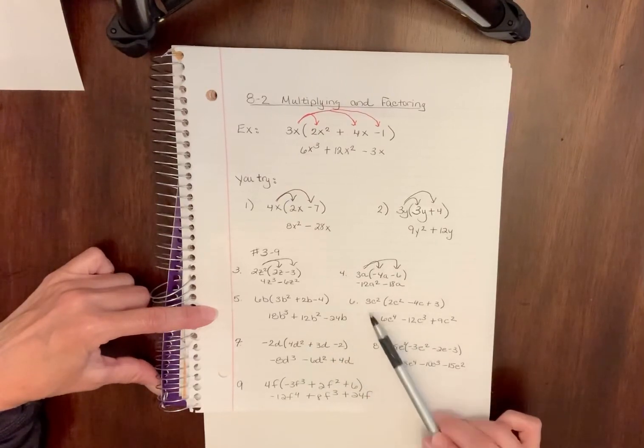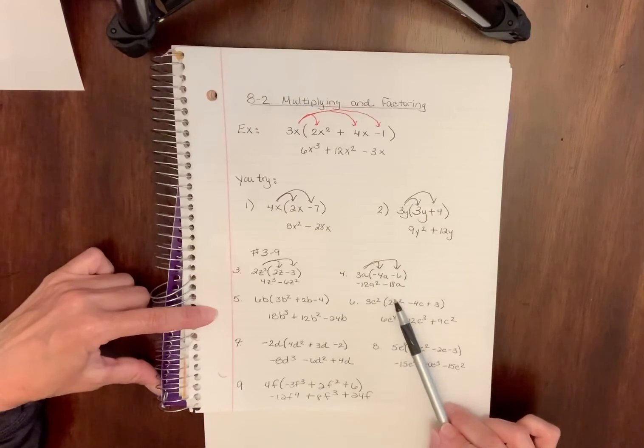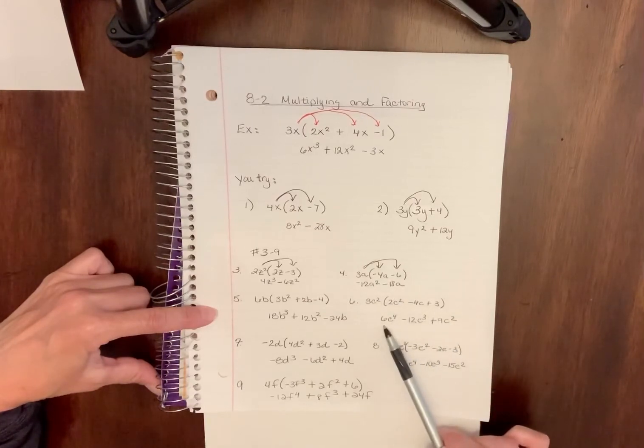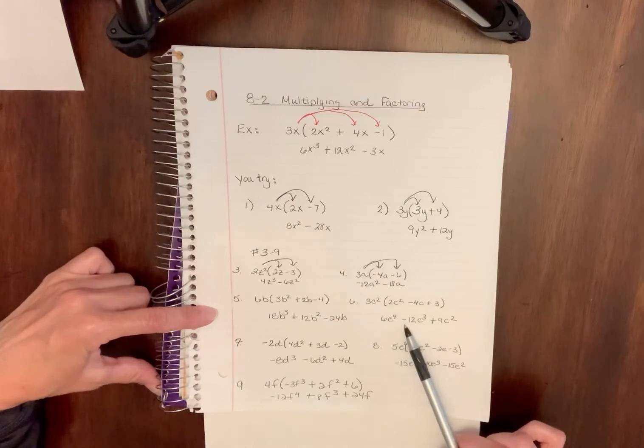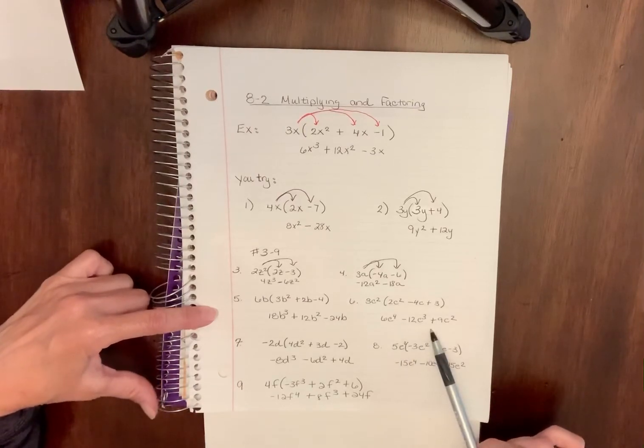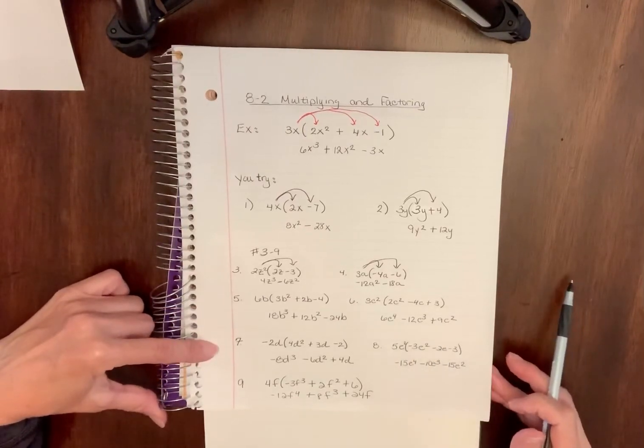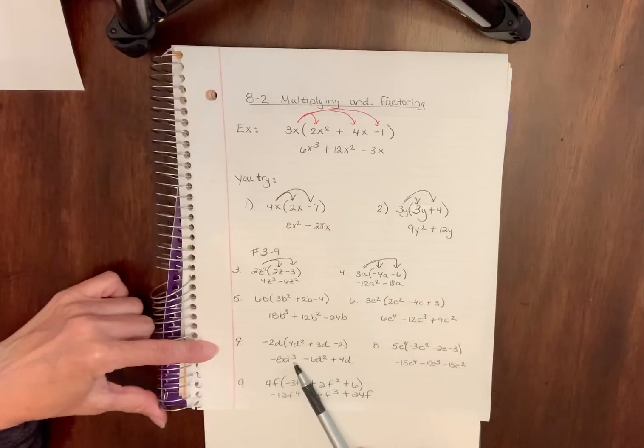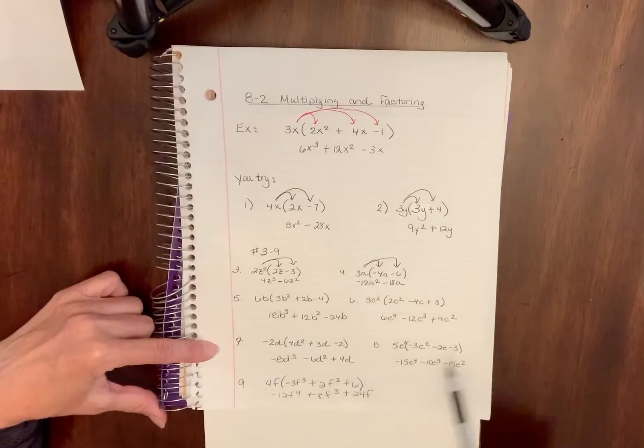Number 6, you're distributing this 3c squared to every term here. You should end up with 6c to the fourth minus 12c to the third plus 9c squared. Number 7, negative 8d to the third minus 6d squared plus 4d.